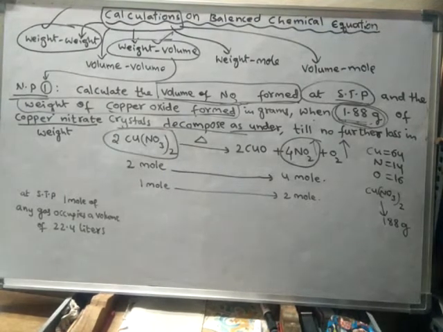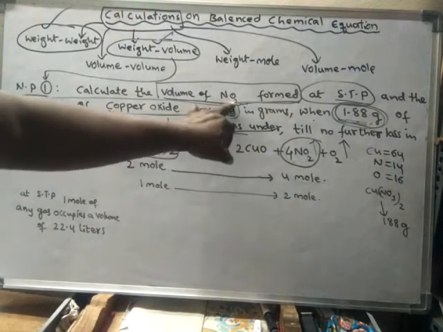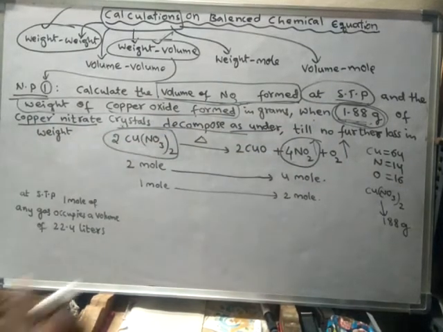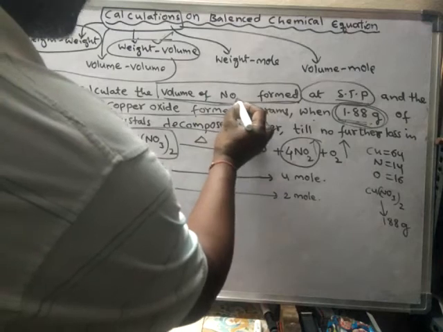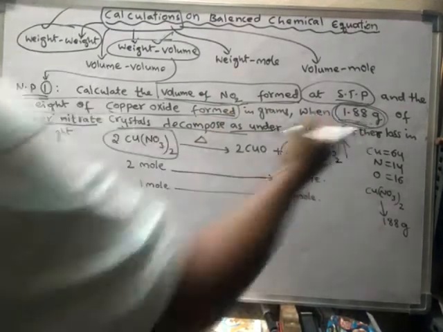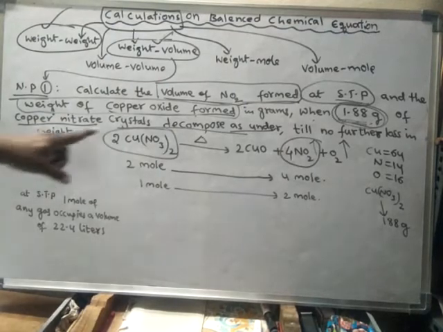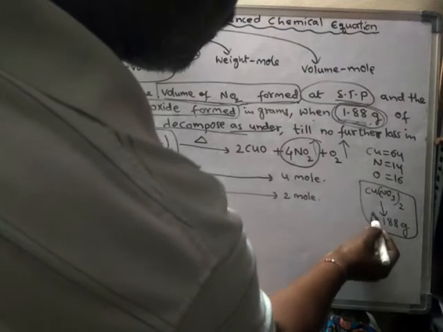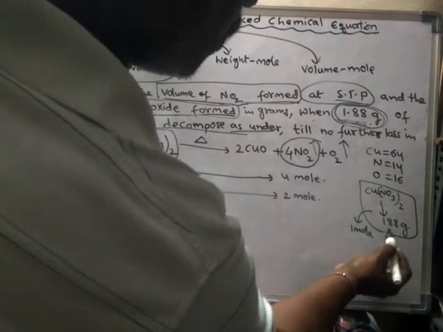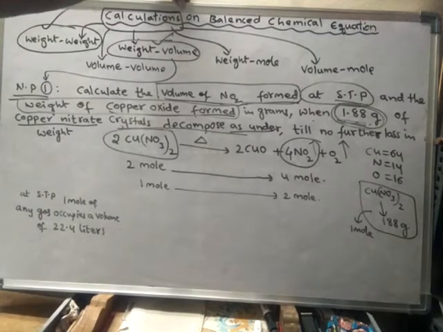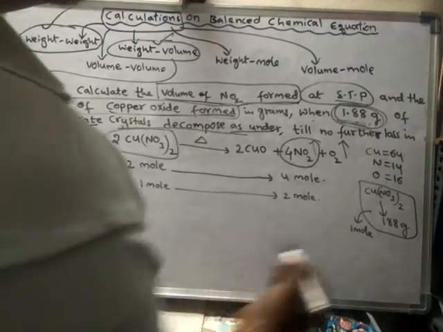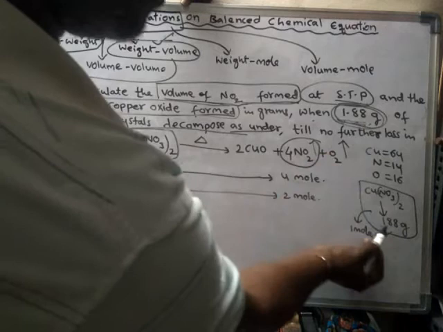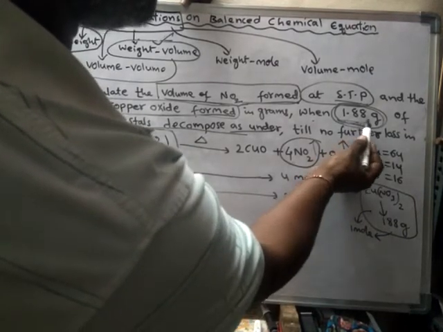In the other part of the question, we have to find the volume of NO2 formed when 1.88 grams of copper nitrate is decomposed. See, already we know that 1 mole of copper nitrate is equal to 188 grams because it is its molecular weight. So 188 grams equal to 1 mole, but here 1.88 grams is given.